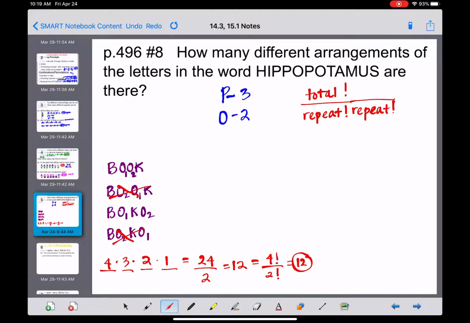So if we take that up here, we're going to take the total letters. So 1, 2, 3, 4, 5, 6, 7, 8, 9, 10, 11, 12. So we're going to have 12 factorial. And then we're going to divide it by whatever is repeating. So I have 3 P's, so 3 factorial, and then 2 O's, so 2 factorial. Now you cannot take 3 times 2 and get 6. You can't take 12 divided by 3 and call it 4 and then divide by 2. That doesn't work. 12 factorial literally means 12 times 11 times 10 all the way down to times 1. 3 factorial is 3 times 2 times 1. 2 factorial is 2 times 1. So you can't divide those out.